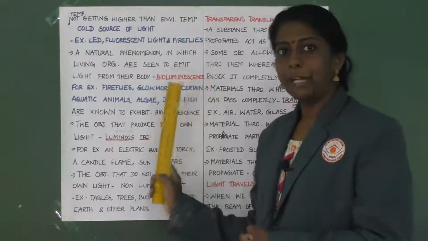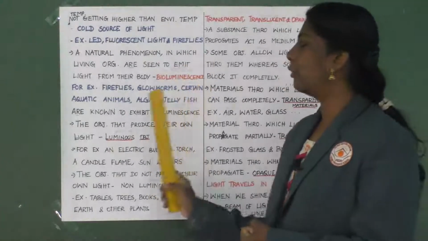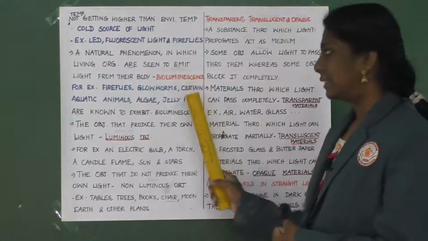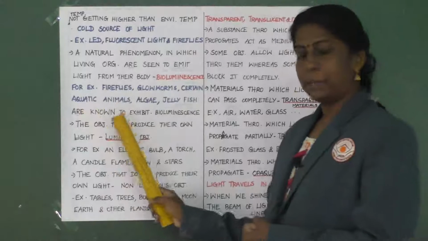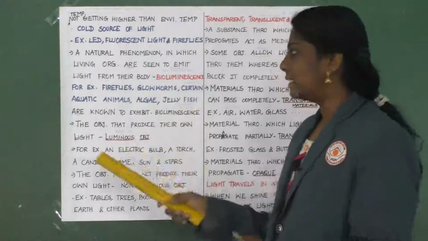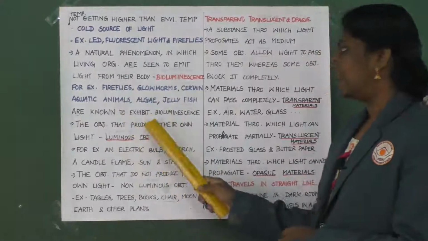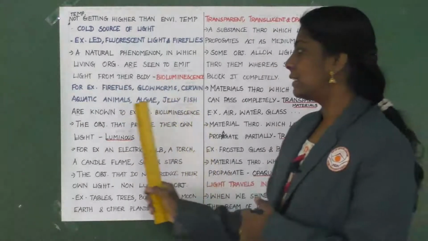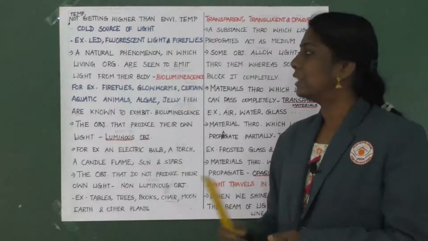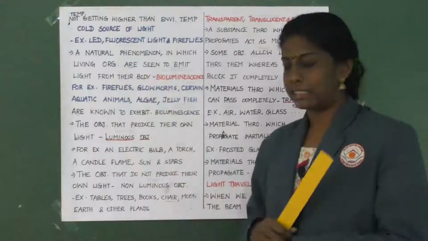bioluminescence. What is that? Bioluminescence. For example, fireflies, glowworms and certain aquatic animals, algae, jellyfish and all. All these things are known to exhibit the bioluminescence property. Clear? Yes. So this is about bioluminescence.